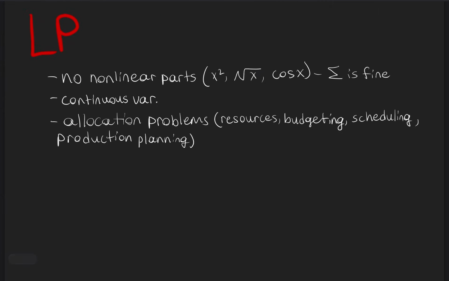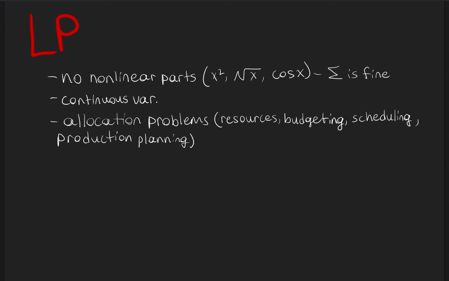First, let's talk about linear programming. This is probably the most simple one. First of all, there are no nonlinear parts such as x squared, square root of x, cosine of x. Keep in mind that summation formulas are fine. That does not make a program nonlinear. Summation formulas are just a way of compacting formulations. So when there are nonlinear parts of the formulation, never use linear programming. You want to use linear programming when all the variables are continuous and they don't have to be integers.